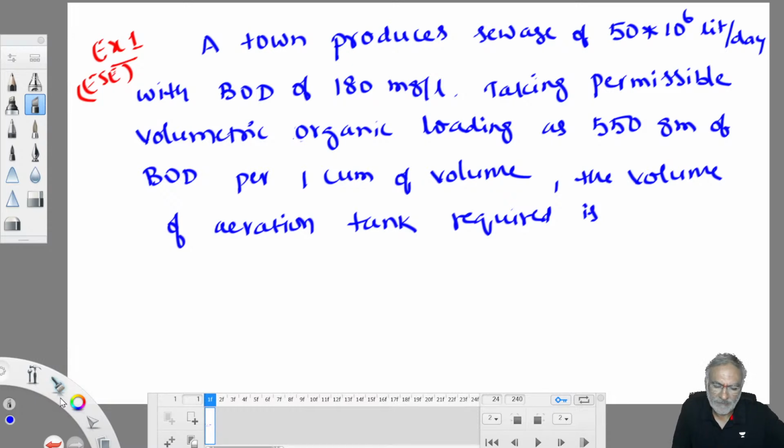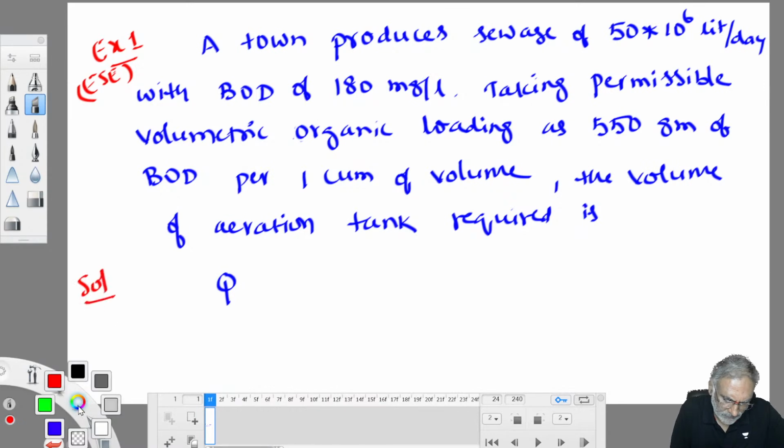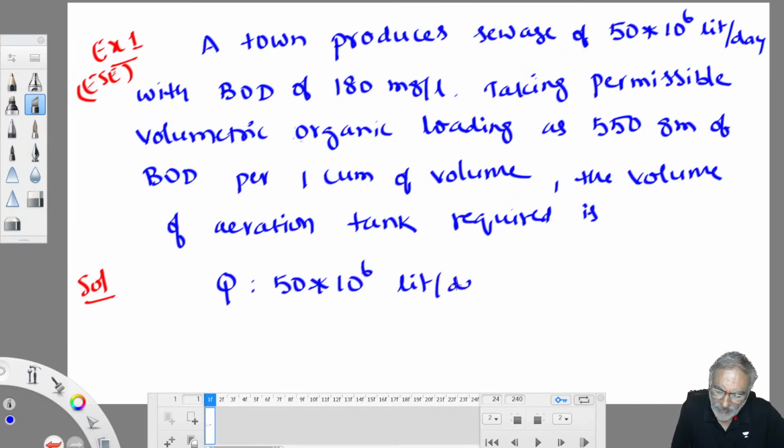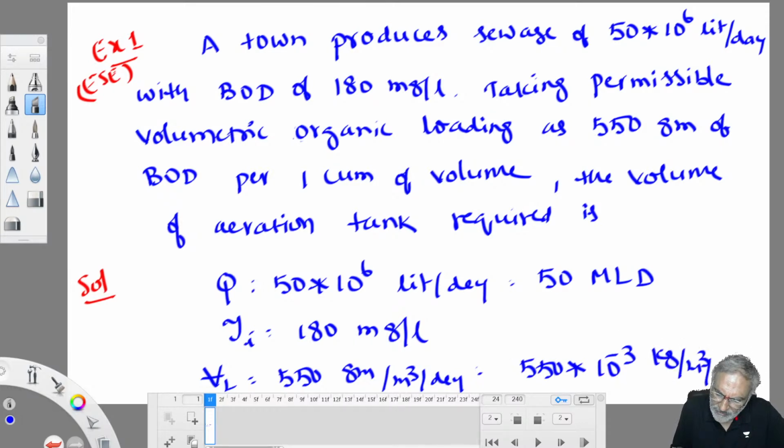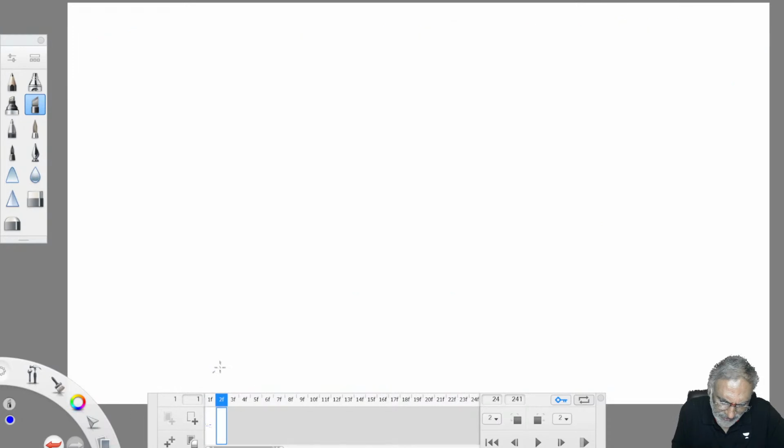So what is given to you is Q. 50 into 10 power 6 liters per day. I can convert this into MLD, 50 MLD. And Yi value is given, the influent BOD. And the organic loading rate or volumetric loading rate is given as 540 grams per cubic meter per day. So I'll convert this into kilograms per meter cube per day, so that it becomes easy for us to calculate.